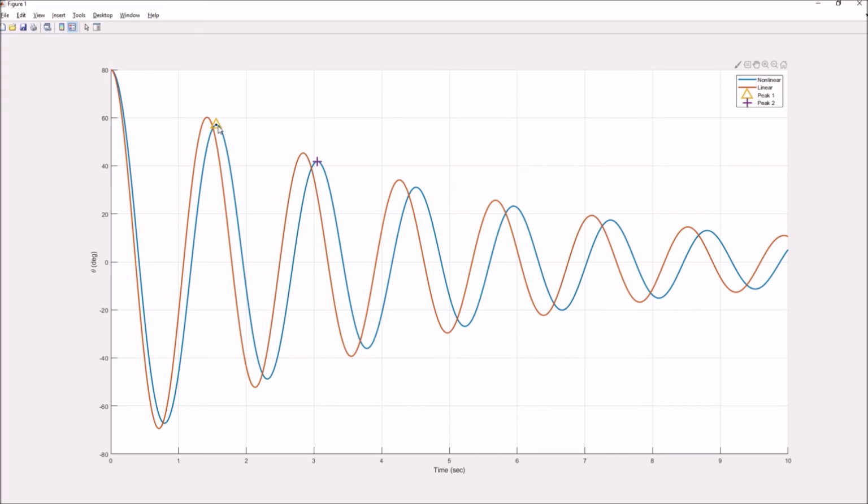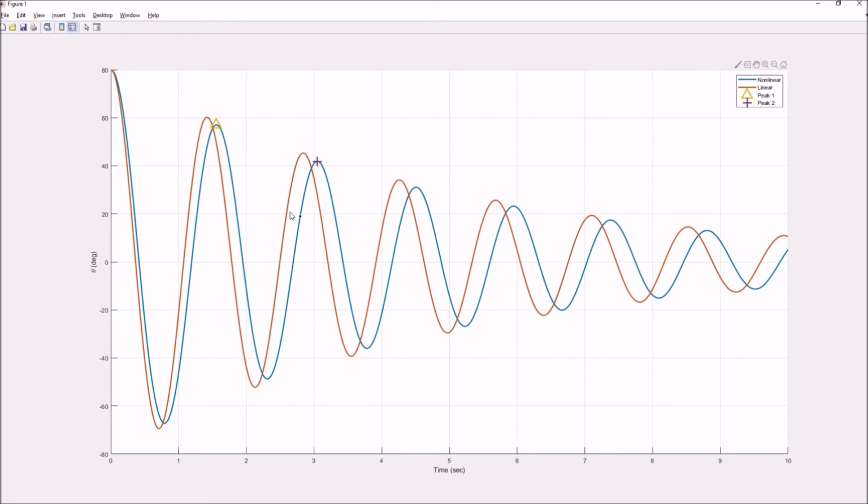And again, notice that the period of oscillation is not the same, right? The nonlinear system actually appears to have a longer period of oscillation. In fact, this blue line is not necessarily even a sinusoid. It looks like a sinusoid, but it's probably something much more complex, right? Because the differential equation is nonlinear.